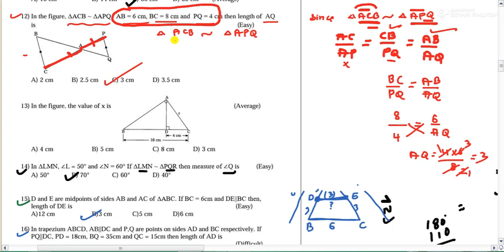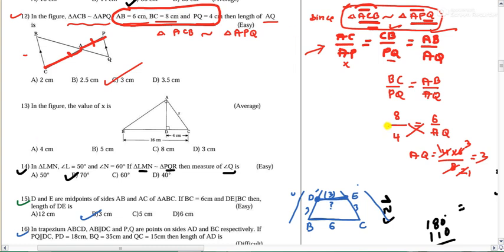Yes, any doubt? Are you guys getting it? Okay. So see, this is based on similarity. They have directly given that the triangles are similar. So if they are similar, their corresponding sides will be in the same ratio. Remember that. Got it? And using that concept, we can solve the problems.